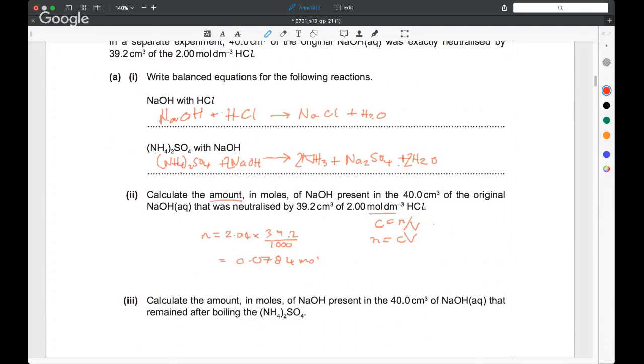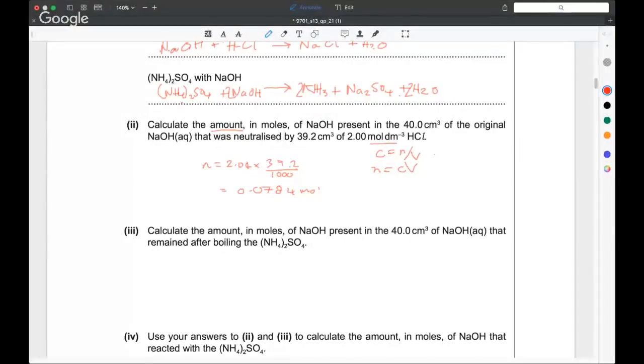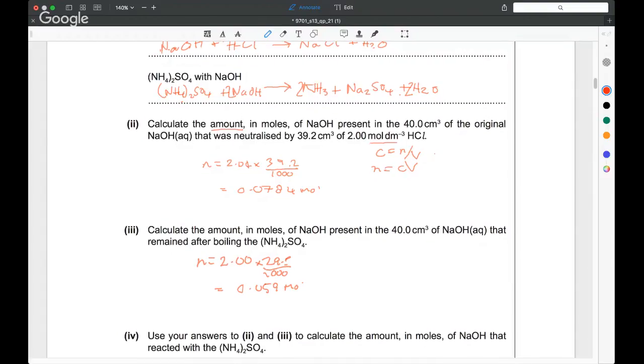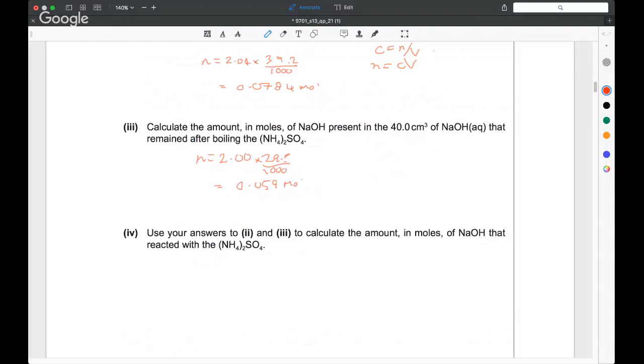Okay, carrying on. You've got another concentration calculation to do here. You have to look back at the question, and this time you're calculating the amount, and your concentration again is 2.0 moles per decimeter cubed, but your volume was 29.5 centimeters cubed. Convert that to decimeters cubed, divide by 1,000, multiply all that up, and you get 0.059 moles.